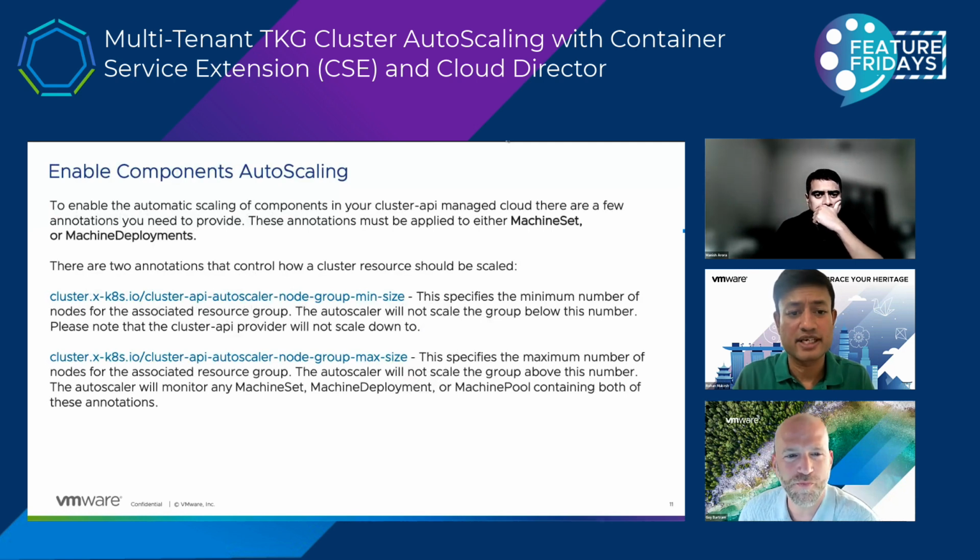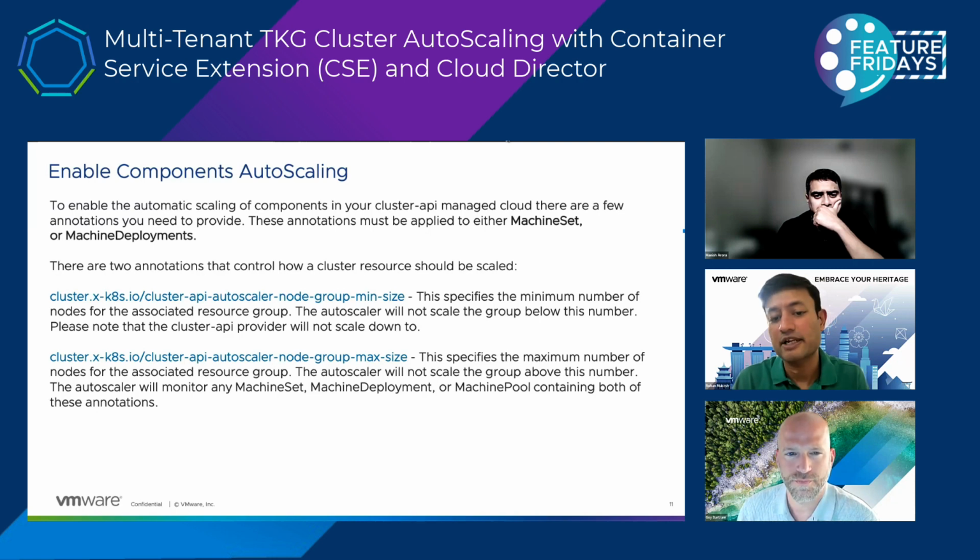Okay. The next part is how do we enable the components for autoscaling? Components in this case are basically the worker nodes. Now, there are 2 important annotations that need to be defined within the worker node pool. These 2 annotations that you see over here highlighted in blue are cluster API autoscaler node group min size and node group max size. The node group min size specifies the minimum number of nodes for the associated resource group. The autoscaler will not scale the group below this number. So the cluster API provider will not scale it down below whatever number we specify.